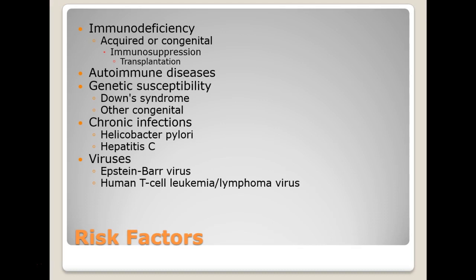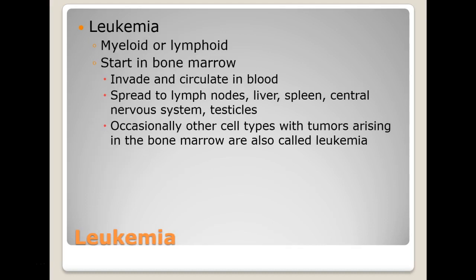Some of our risk factors for these disorders include having an immunodeficiency. You could have been born with one. You could have acquired it through having chemotherapy or something like that. You could have had an autoimmune disease. You could have genetic susceptibility like Down syndrome or something. You could have a chronic infection such as H. pylori and hepatitis C, or even some viruses like Epstein-Barr virus, human T-cell leukemia, or lymphoma virus.